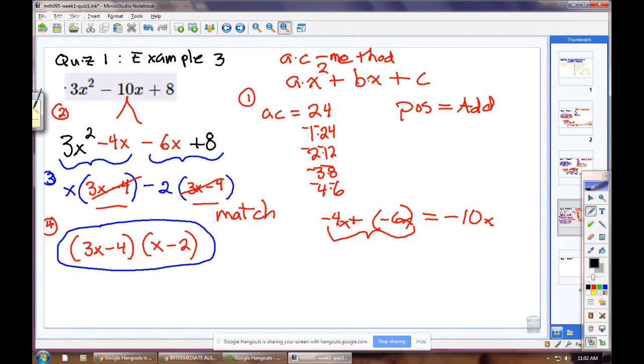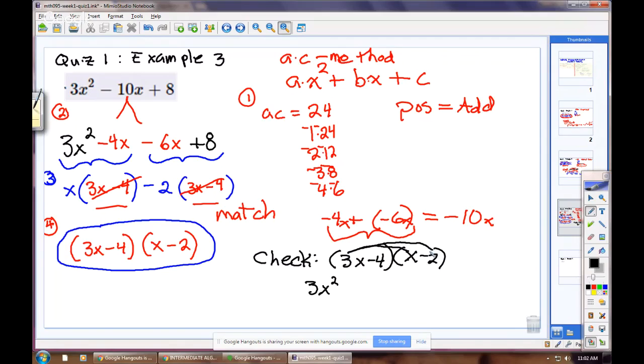So down here, let's see if I can squeeze in a check. I think that if I take 3x minus 4 and multiply it by x minus 2, then I'm going to get that original thing. So we're going to ignore that original thing for a minute and just keep our eyes focused down here at the bottom. 3x times x, yep, that is 3x squared.